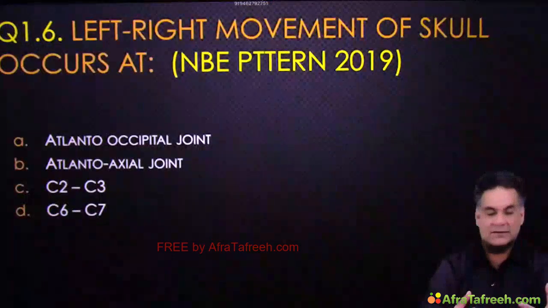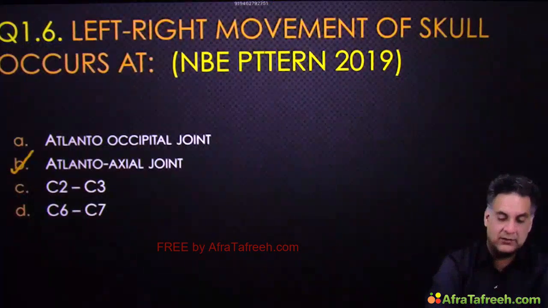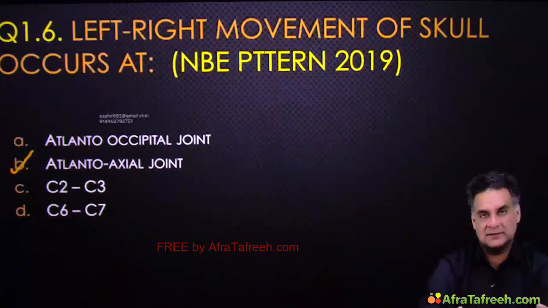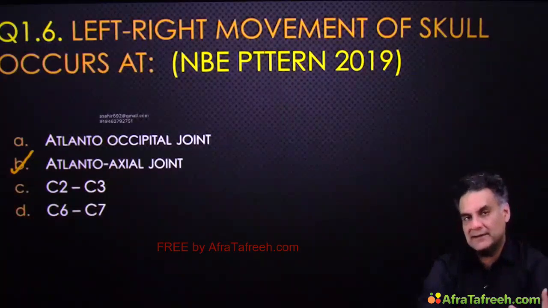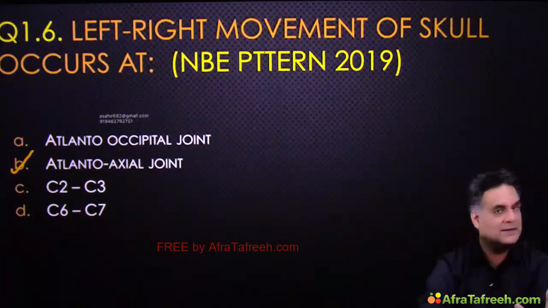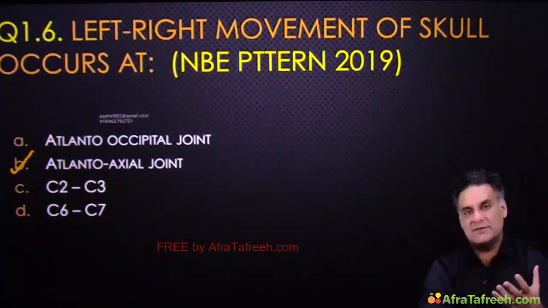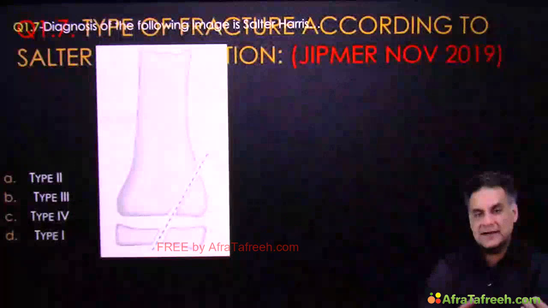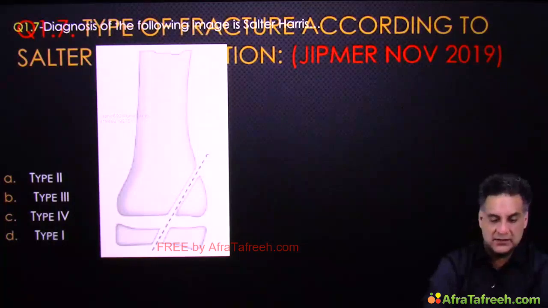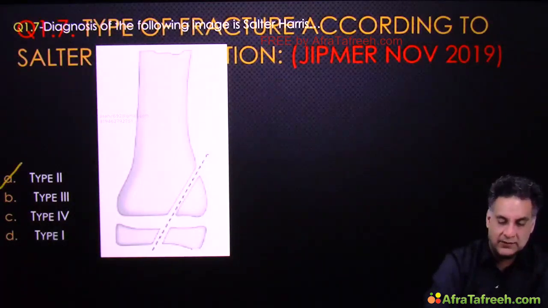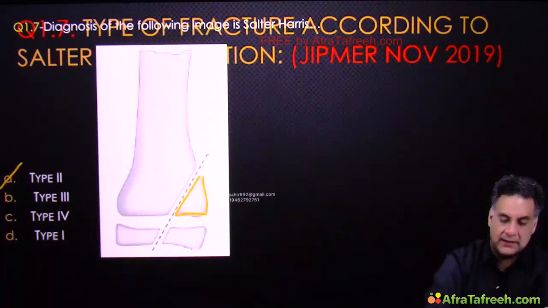Left to right movement of the skull occurs at the atlantoaxial joint. We did this. Atlanto-occipital, say yes. Left, right, no. God has made us like that. We first associate yes, then no. We are positive, positively made. Type of fracture according to the Salter-Harris classification, type 2. So you can see type 2.